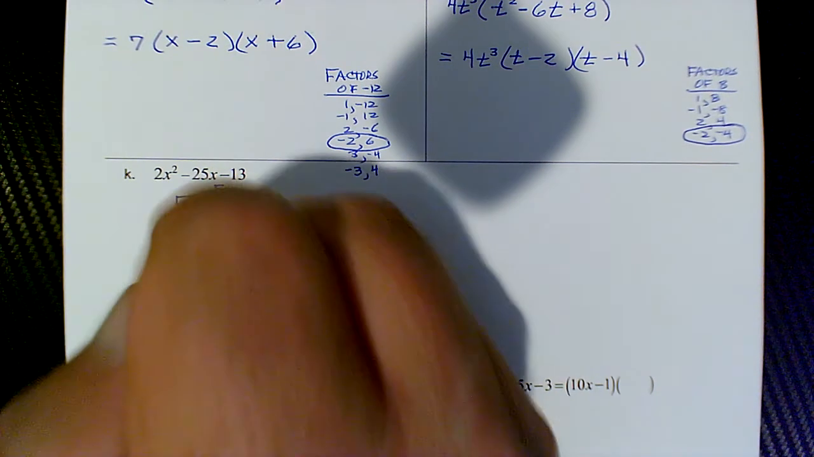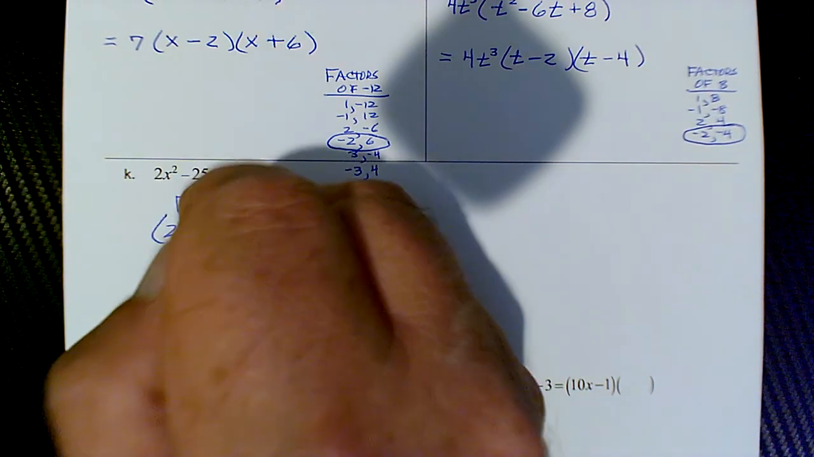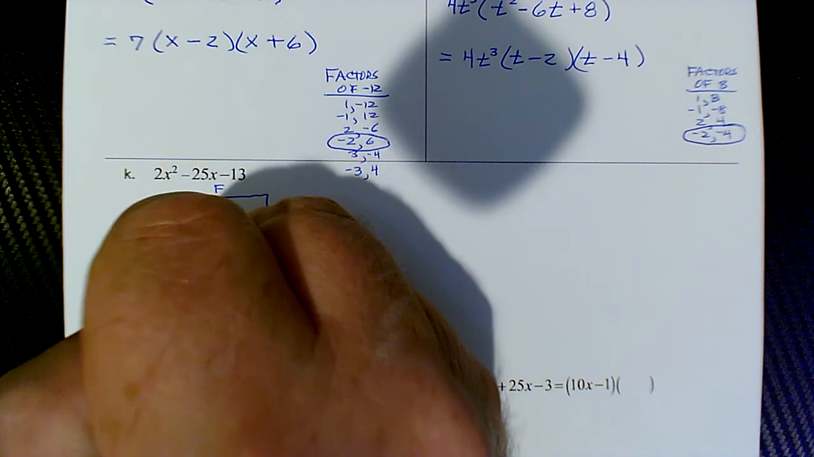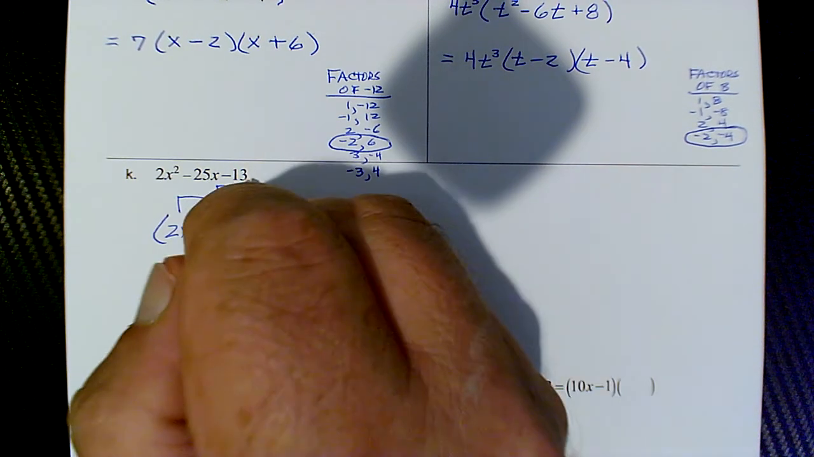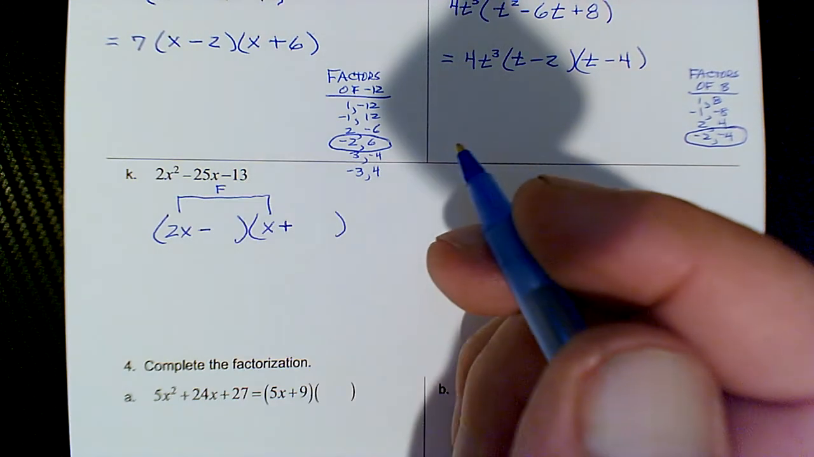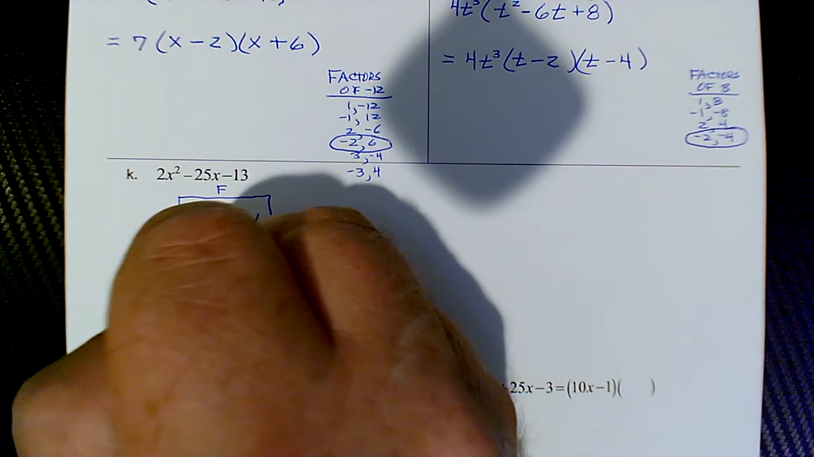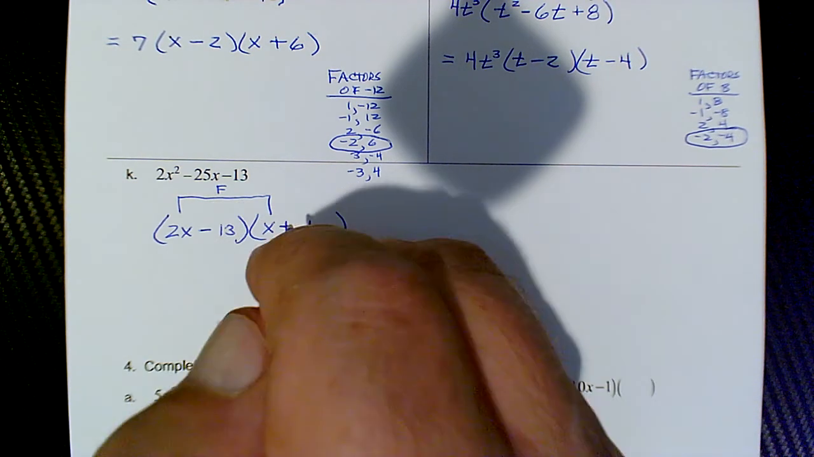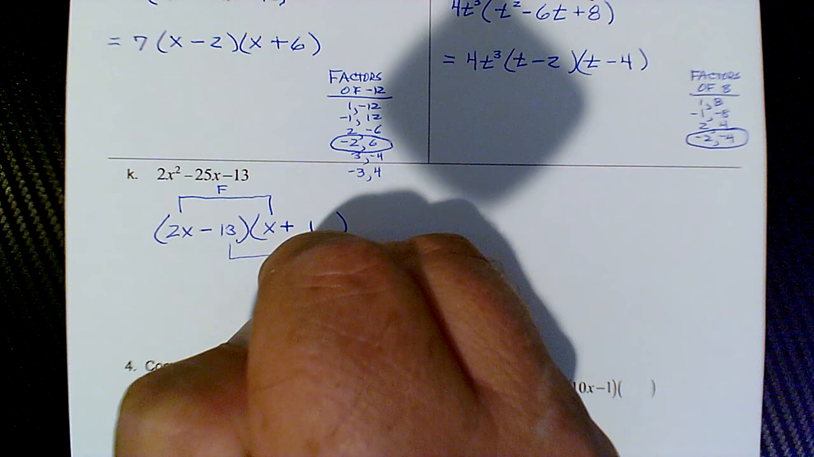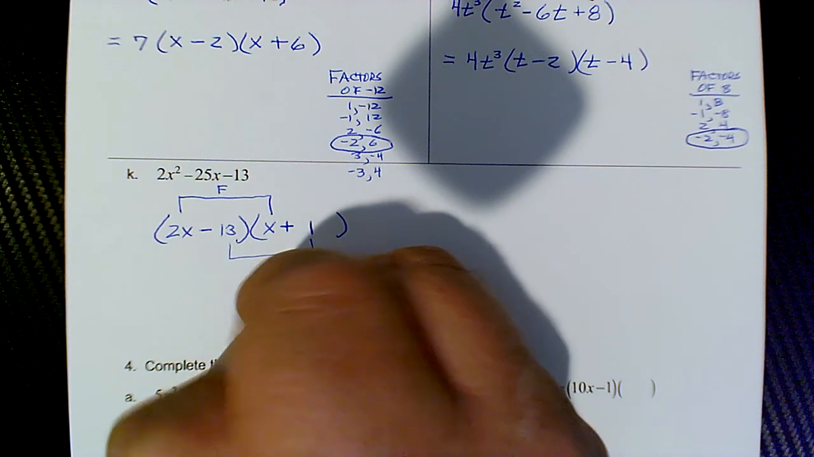And the last terms, fortunately here, the last term is a negative 13. Okay, so I know one is negative and one is positive. And fortunately, there's only two factors of 13, 13 and 1. So let me slide the 13 in there and the 1 in here. And see the product of the last gives us the negative 13.